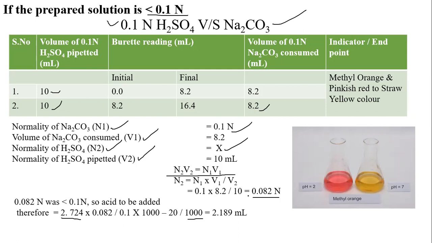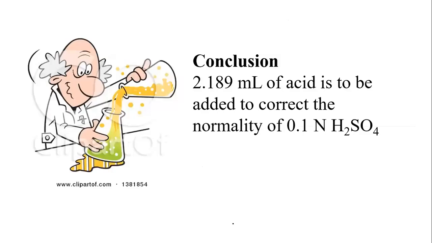You can ask, sir, it is almost equal, so what is the difference? But we have already removed some volume. Here we were calculating only for 980. 1000 minus 20 is 980, right? Okay, we get 980 ml minus 20 divided by 1000, we get 2.18 ml. So this much amount of acid is to be added to our prepared solution. So the conclusion is that 2.18 ml of acid is to be added to correct the normality of 0.1 normal H2SO4.